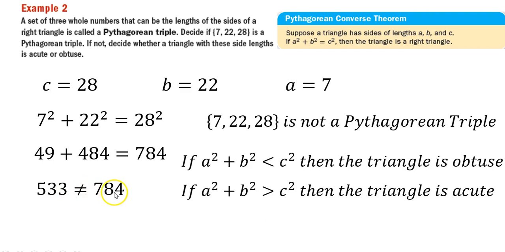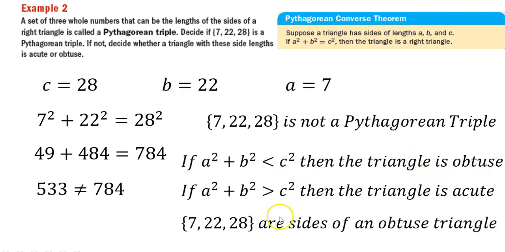And we look here, 533, this is a squared plus b squared. That is not equal to 784. 533 is less than 784, so we're looking at this instance here. So a squared plus b squared is less than c squared, therefore this triangle is an obtuse triangle. We can make a triangle with these 3 side lengths, and that triangle will be obtuse, meaning we will have an obtuse, larger than 90-degree angle in that triangle.